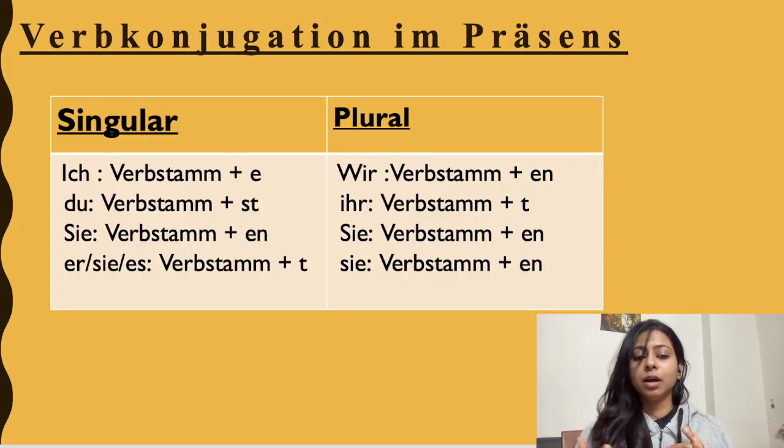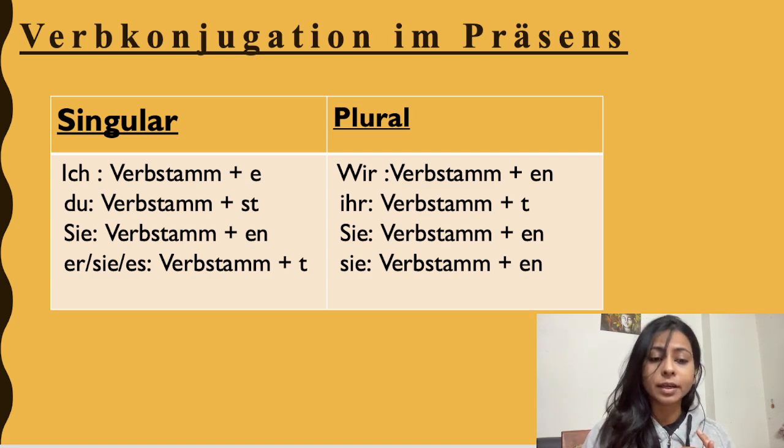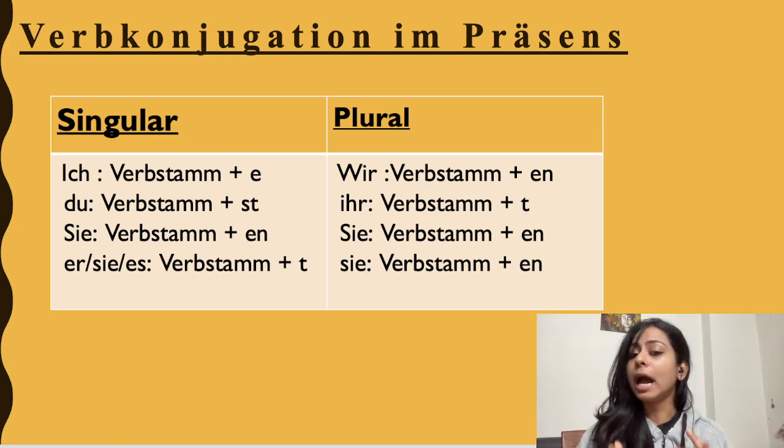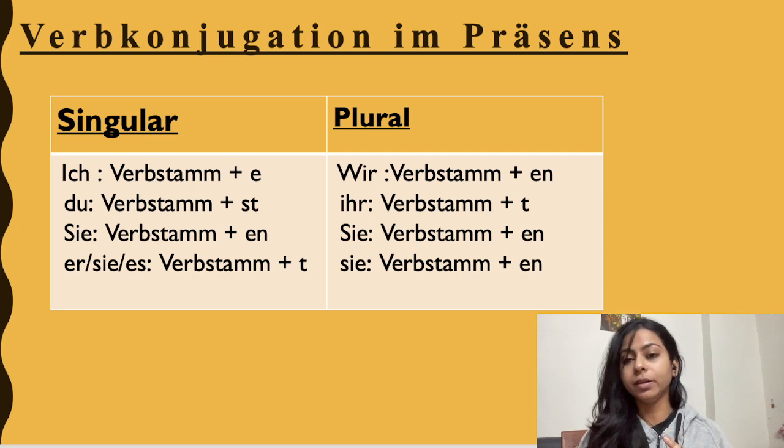Now, here you can see how a normal regular verb is conjugated. Whenever we conjugate a verb, we do that with the help of pronouns. We have discussed this in the previous lessons already. There are pronouns in singular and plural. So I would suggest you go and watch those videos to have a better understanding of what I'm trying to explain here today in this video. Now let's look at this table.